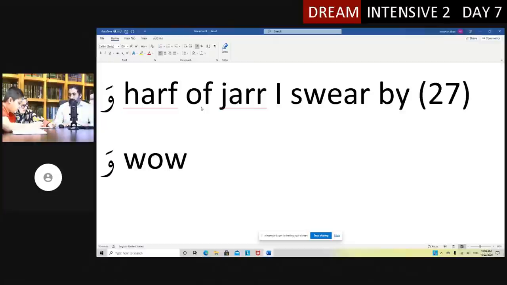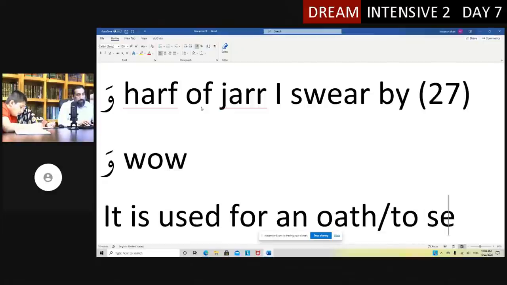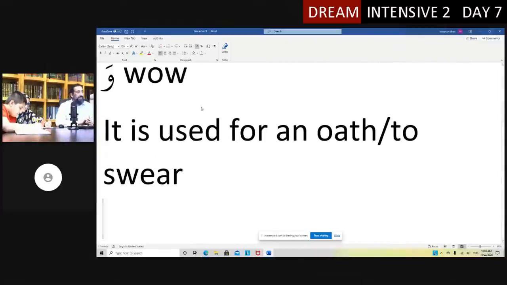I swear by. In Old English, people used to say, by the sun and the moon. But what they mean is what? I swear by the sun. I swear by the moon. Now, that means that wow is used for an oath or to swear. And what effect does it have on the next word because it's a harf of jar? It makes the next word jar.